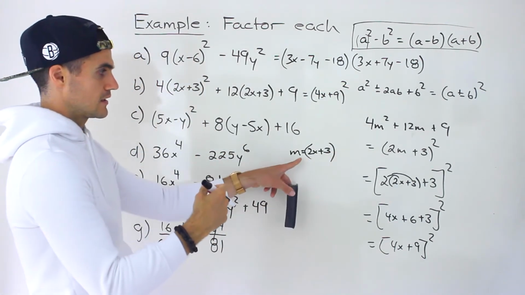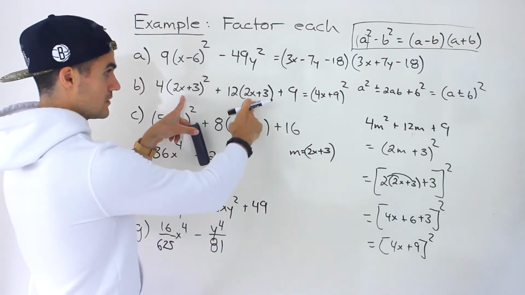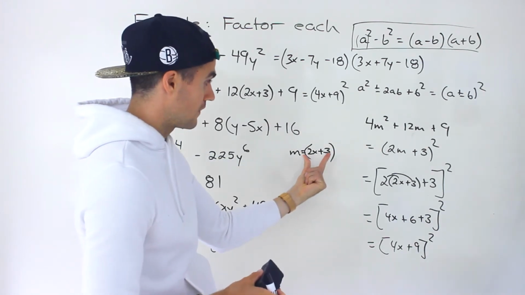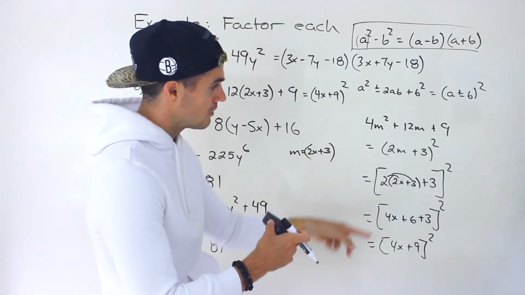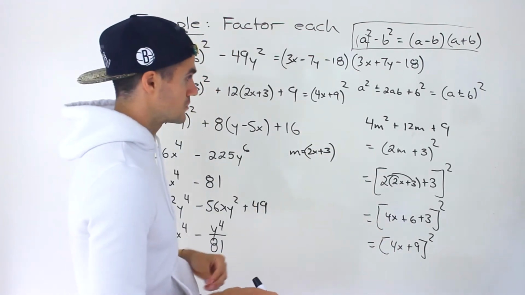So first we substituted a new variable m for this bracket, brought that variable in, then factored it, and then brought that original expression that we took out back in order to make our final answer in terms of x.